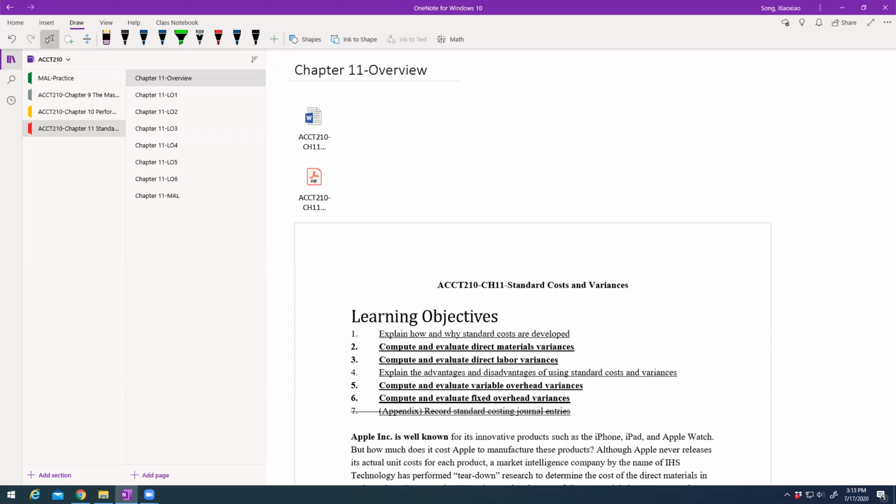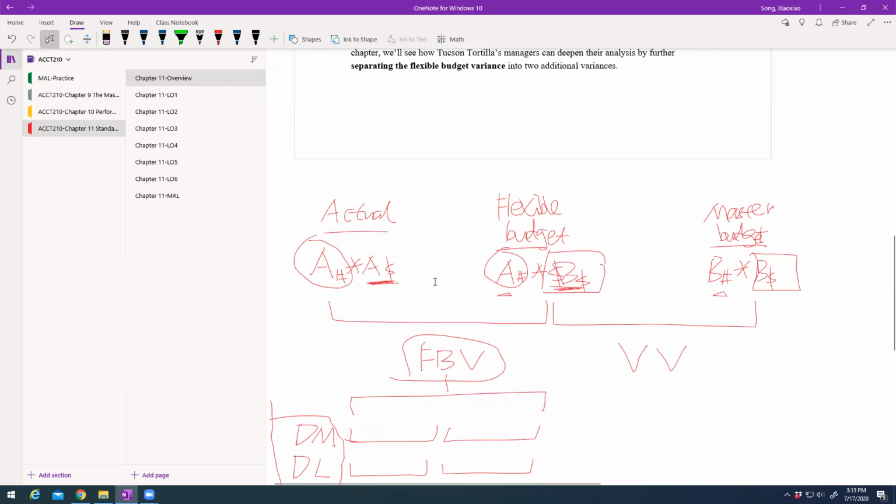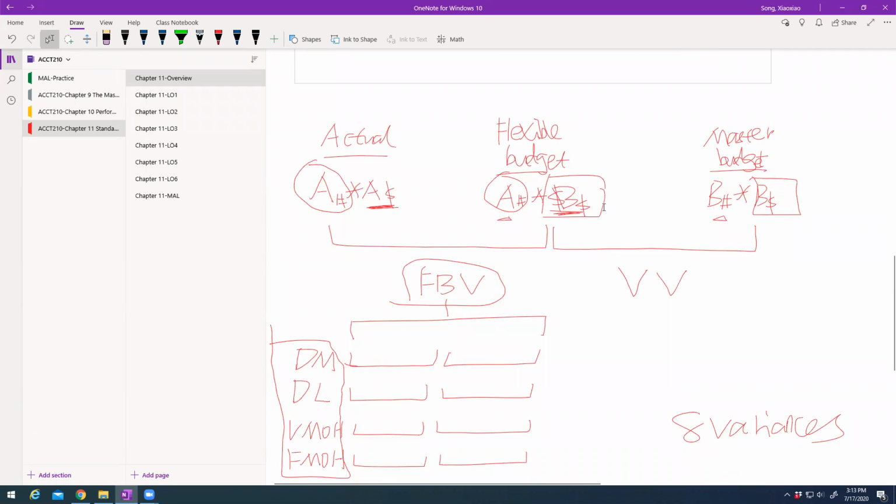So last time we said we follow a similar idea to chapter 10. We still have actual and a budget, but now we use the standard budget instead of the master budget. Master budget is for all the units, right? So you sell 10 units, you thought you would sell 8 units, you have the volume variance. But when we talk about standard costs, we basically focus on one unit. So we don't worry about the volume because the volume is one. There is no difference. We basically focus on the flexible budget variance.